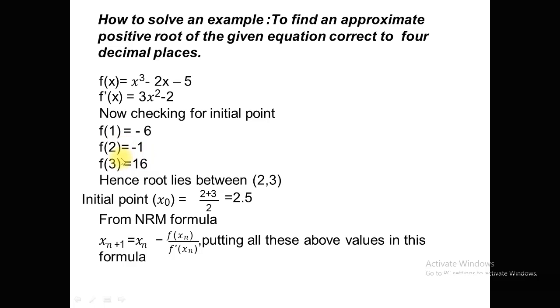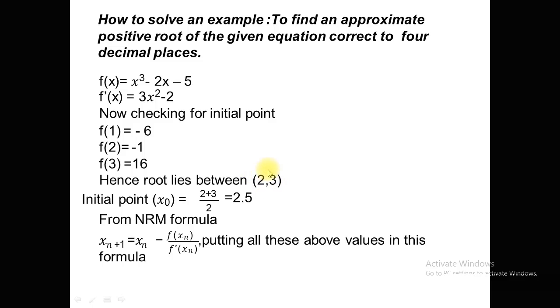So at 2 and 3, the function has opposite signs. At x = 2 the function value is -1, and at x = 3 the function value is 16. So the root lies between 2 and 3. To find x0, this is a = 2 and this is b = 3. So the initial point x0 will be (a + b) divided by 2, that is (2 + 3) divided by 2, meaning 2.5.